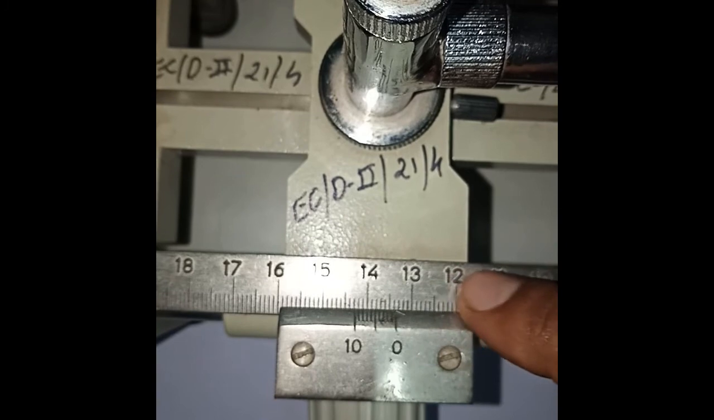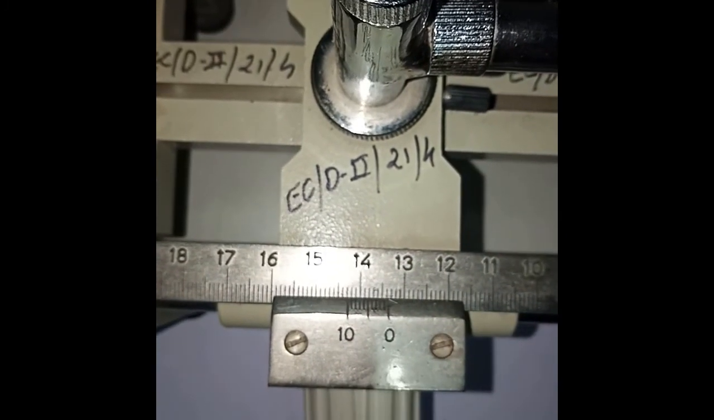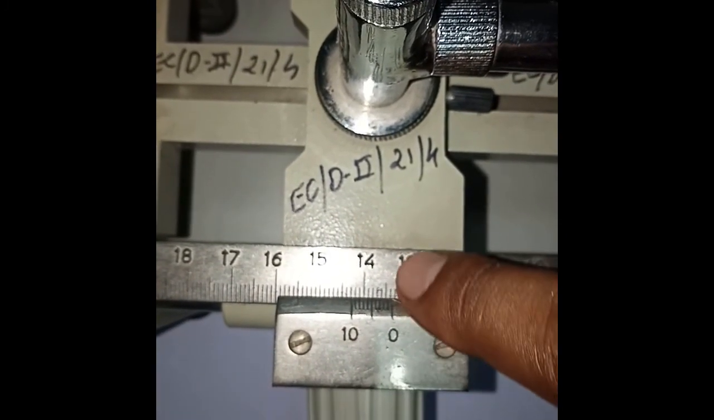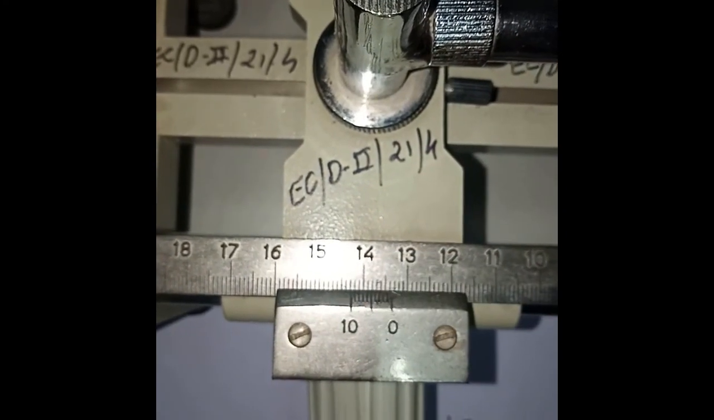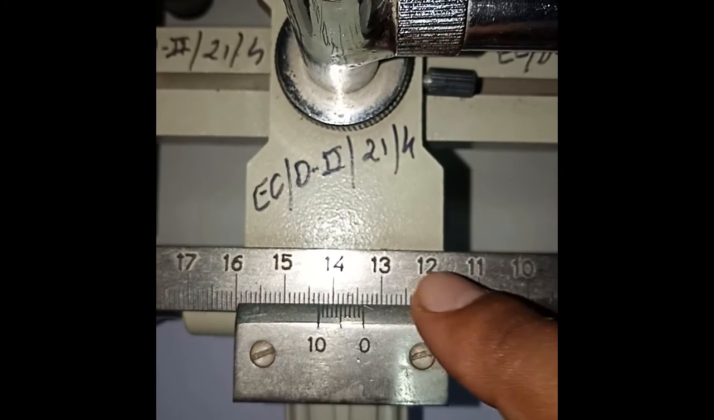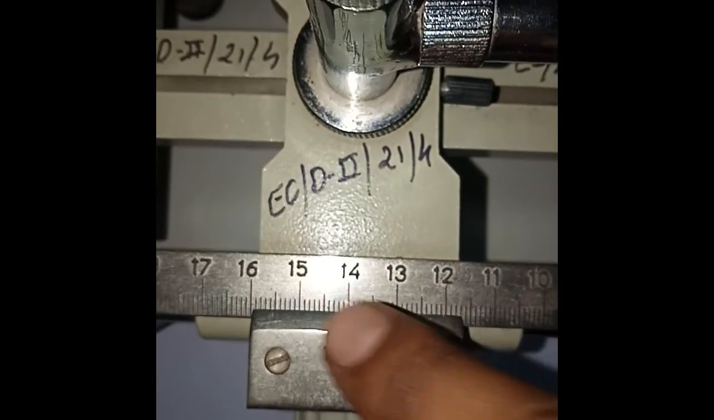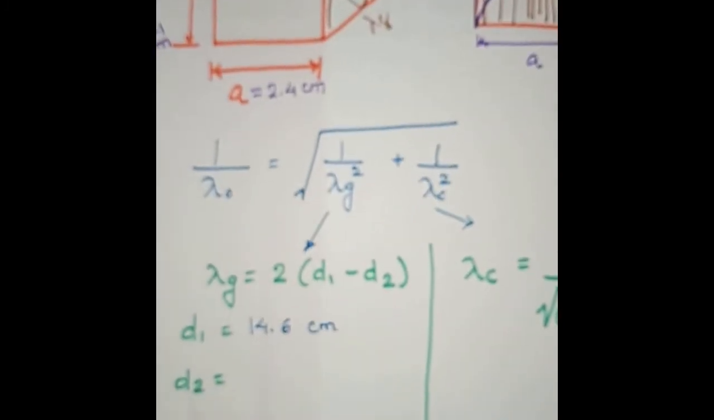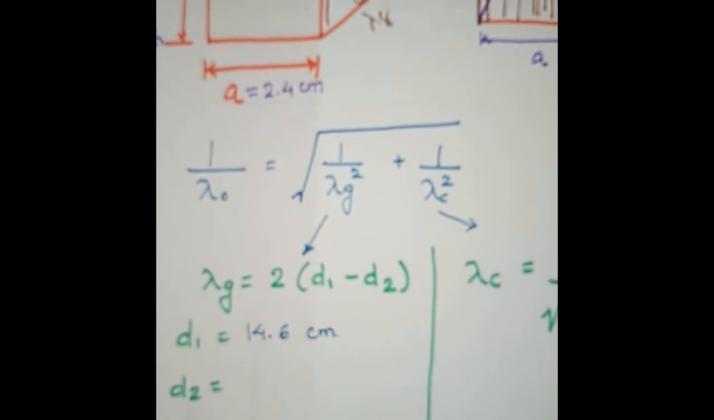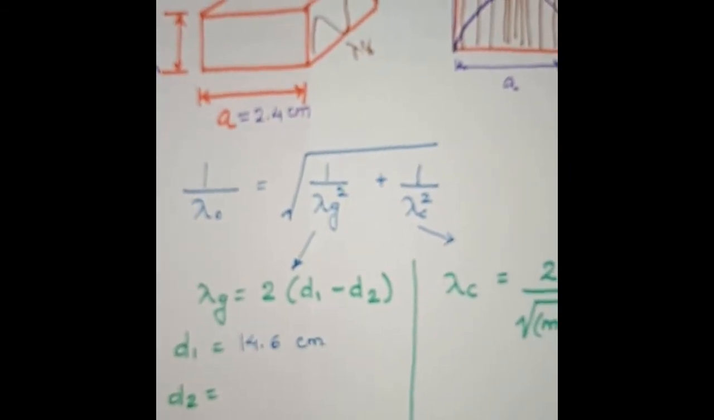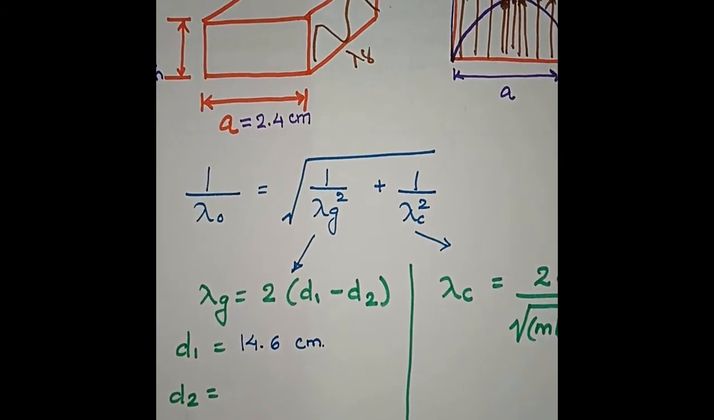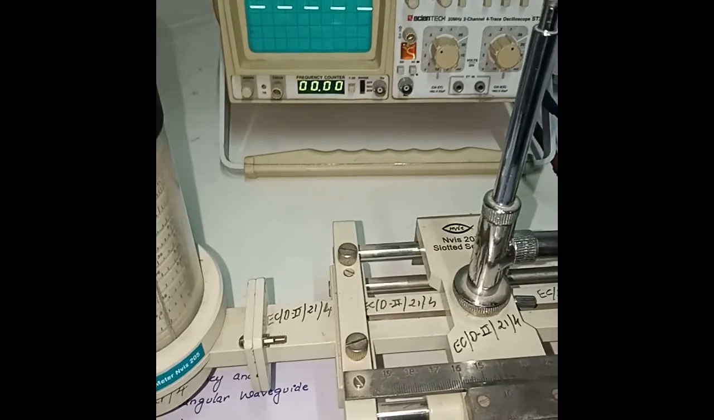We are moving from left to right, so our scale is changing from 14, 13, 12, 11 and so on. So our first reading is at 14.6, and still I am moving in this direction, so the next reading will be 13 or 12, whatever it will be. In our equation we have substituted d1 equal to 14.6. Next we want to find out the location of the second, consecutive minima.